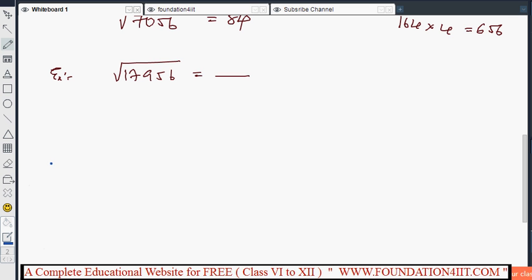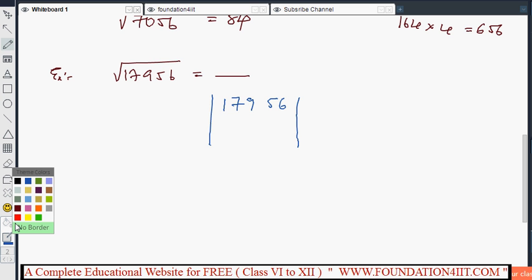Now the question is 17,956. From the units place onwards, you should take pairs. That is 56 is one set, 79, and next only 1 is there. So 1 itself is a period. 1 is a perfect square, so 1 only. We can write directly 1 1s are 1 itself, because the same number can also come. Now if you subtract, this is 0.